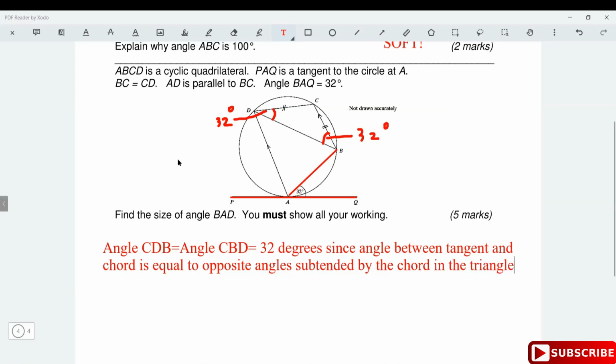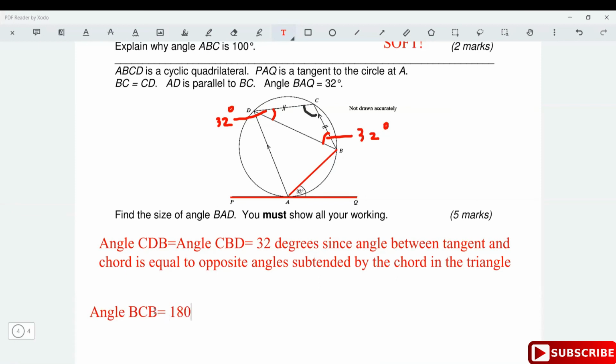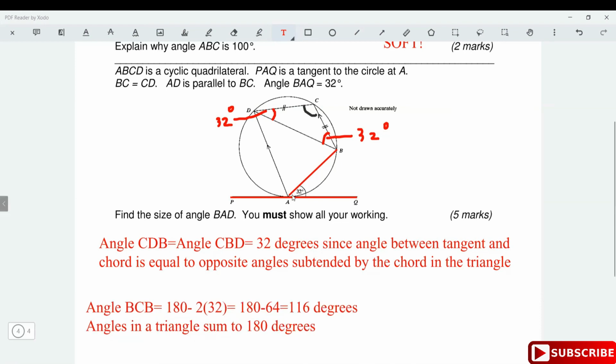And so now what do we know? If this angle is 32 and this angle is 32, then this angle up here we can find, because angles in a triangle sum to 180. So angle DCB is equal to 180 minus 2 times 32, which is 180 minus 64, which is 116 degrees. That's because angles in a triangle sum to 180 degrees.